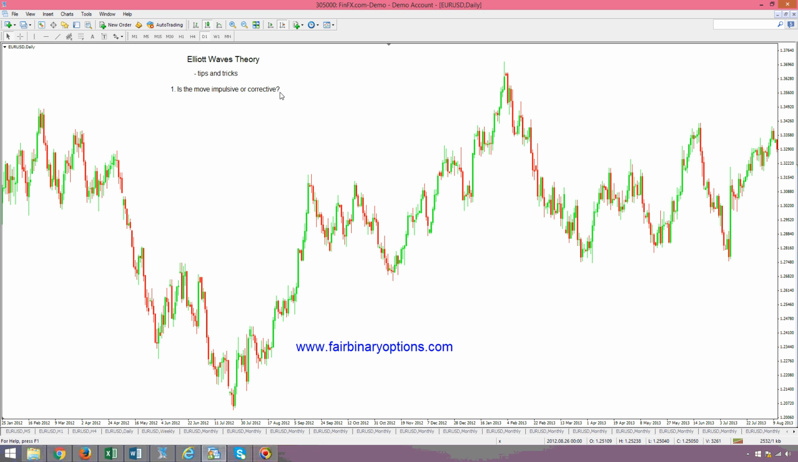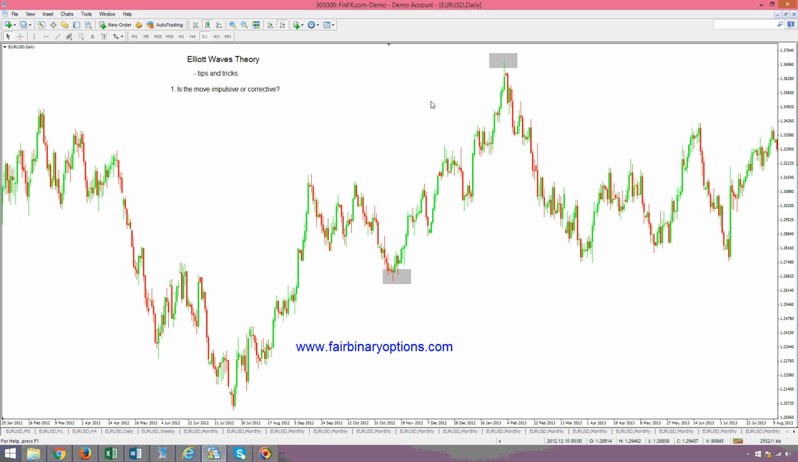If it is an impulsive move, the implications that follow should be different than the implications following a corrective wave. For example, we take this one from here to here. Is this an impulsive move? Well, it must respect all the rules of an impulsive move. But what are the rules? First of all, it must have a five-wave structure, and it must have an extension.